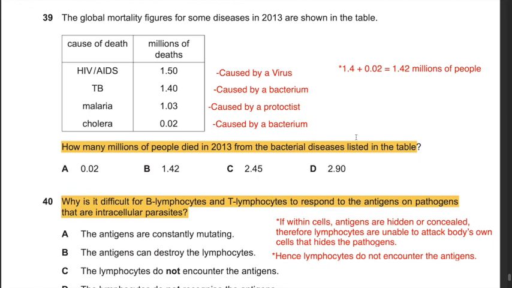TB is caused by a bacterium known as Mycobacterium tuberculosis or Mycobacterium bovis, and malaria is caused by a protoctist, not a bacterium, therefore is not included as a bacterial disease, whereas cholera is definitely caused by a bacterium known as Vibrio cholerae. And since the question refers to how many people died from bacterial diseases, the answer should be 1.40, that is of TB, plus 0.02, that is of cholera, which gives you the answer as 1.42 million. Hence, the answer is B.